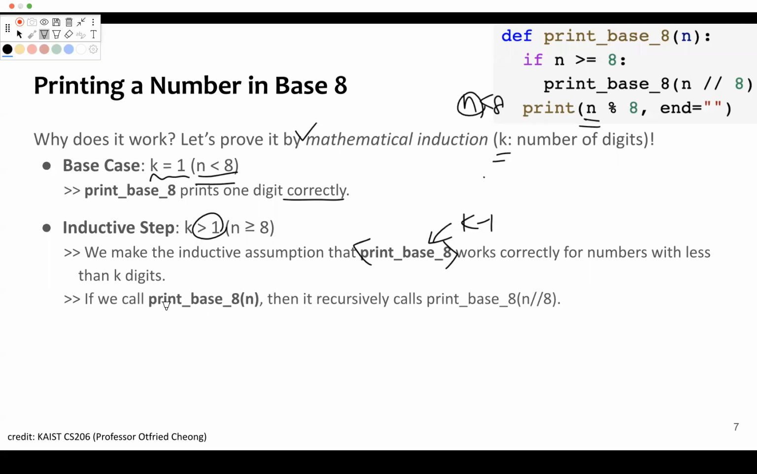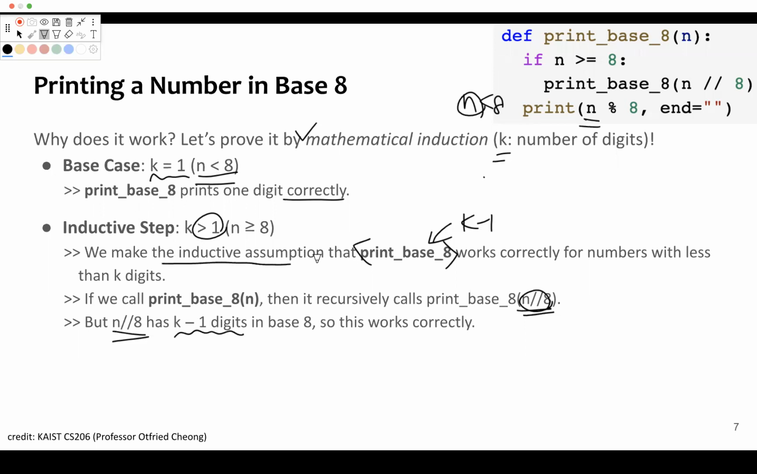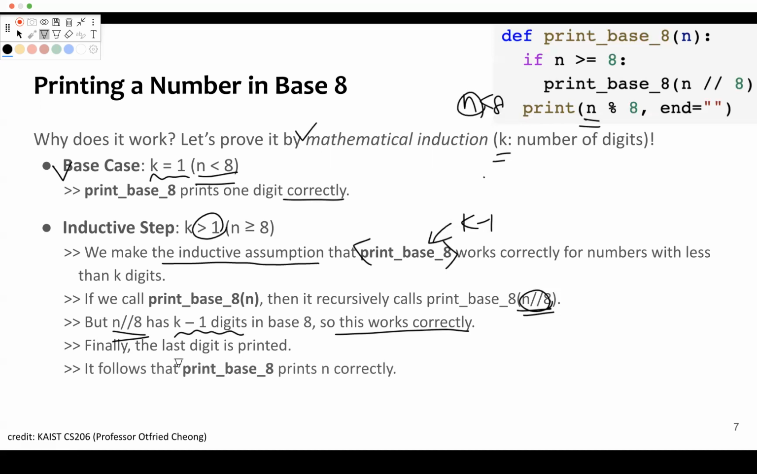If you call print base 8, then you recursively call print base 8 on this, but this has k minus 1 digits in base 8. So by the inductive assumption, this works correctly. Finally, we print out the last digit, which is correct according to the base case. So it follows that print base 8 prints n correctly. So this is how we prove a recursive function works correctly.